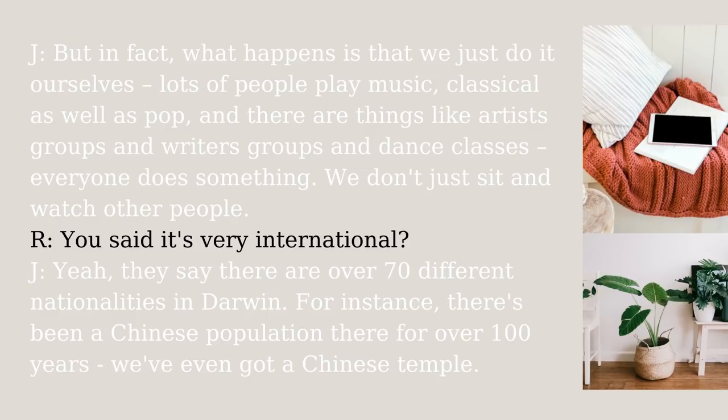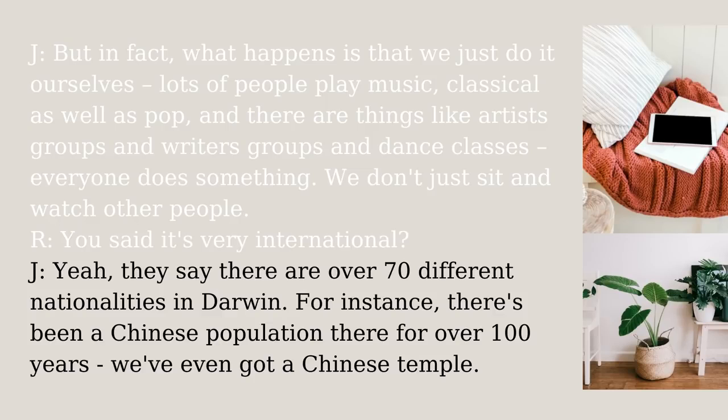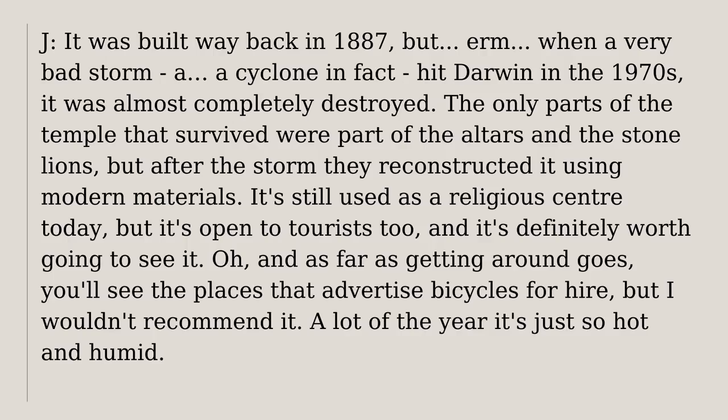You said it's very international. Yeah, they say there are over 70 different nationalities in Darwin. For instance, there's been a Chinese population there for over 100 years. We've even got a Chinese temple. It was built way back in 1887, but when a very bad storm, a cyclone in fact, hit Darwin in the 1970s, it was almost completely destroyed. The only parts of the temple that survived were part of the altars and the stone lions, but after the storm, they reconstructed it using modern materials. It's still used as a religious center today, but it's open to tourists too, and it's definitely worth going to see it.